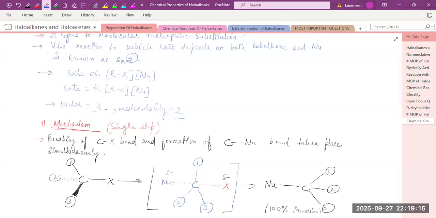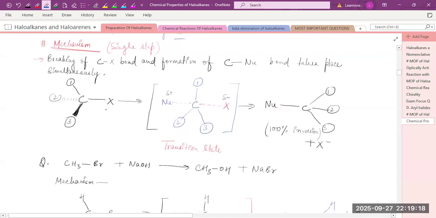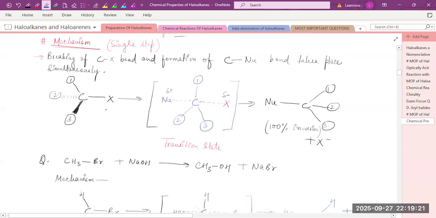Now, let's understand the mechanism. Because it occurs in a single step, here it will form 100% inversion product. So here, the nucleophile has no options. It will attack from the back side only, not from the front side. So you will get a 100% inversion product. So SN2 type में कुछ ऐसा नहीं होता, like you will get 50% inversion or 50% retention product. So in this, you will get 100% inversion.